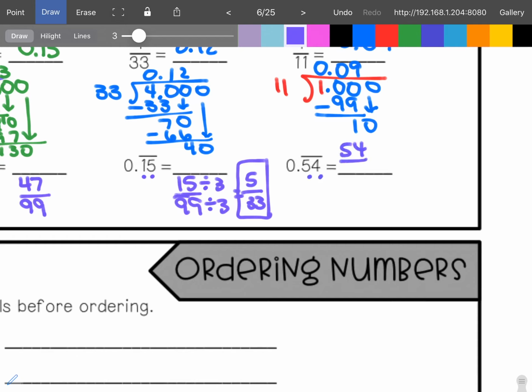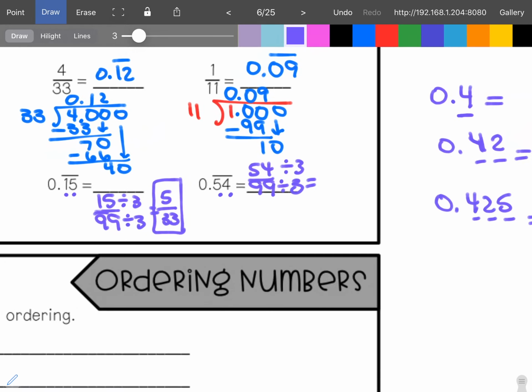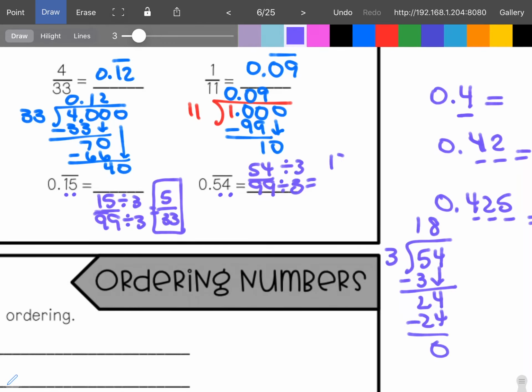All right, and then this one is 54 over, there's 2 of them, so 99. And that can also divide by 3. Do you know what 54 divided by 3 would be? We're not really using our calculator here on this one, so you might need to go out to the side and do 54 divided by 3. 3 goes into 5 once. 5 minus 3 is 2. Bring down the 4. And 3 goes into 24 8 times. That will zero out. And so it's 18.